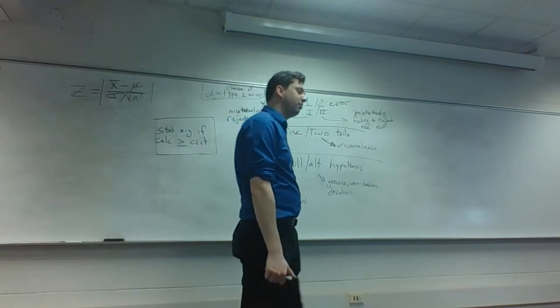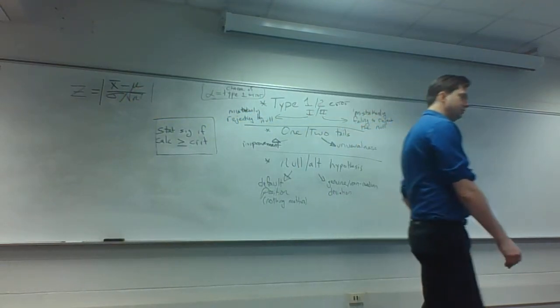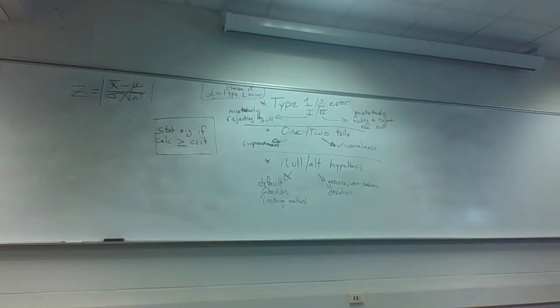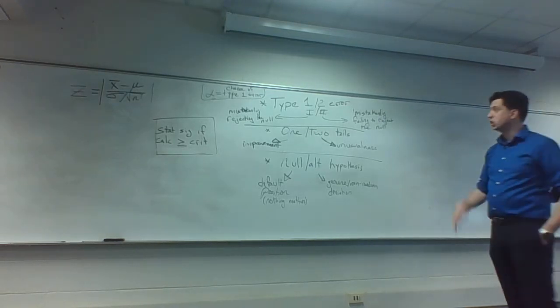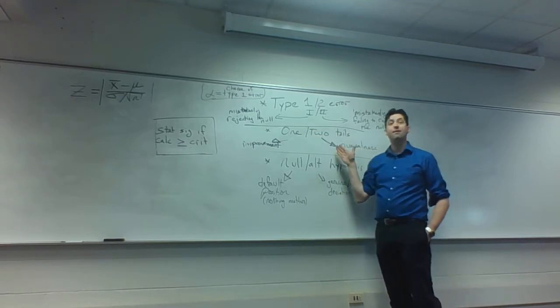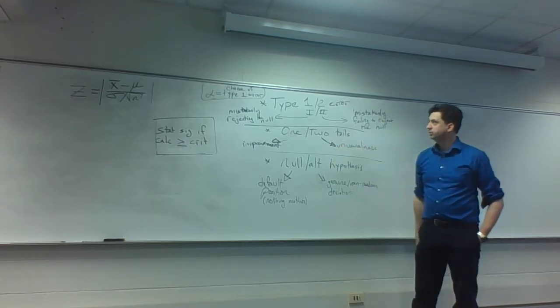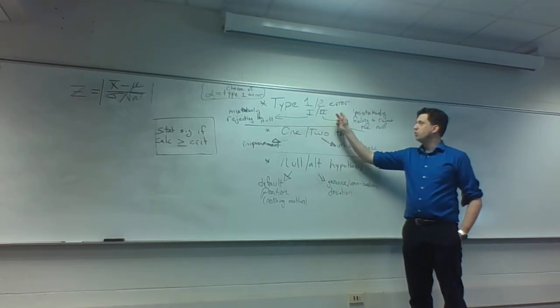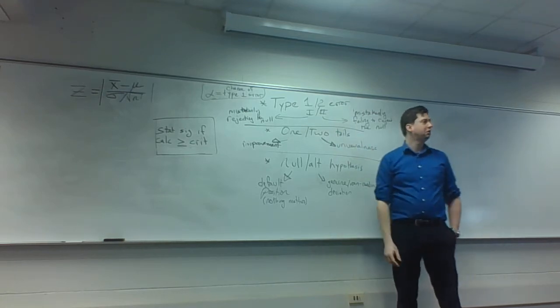Alpha equals type 1 error. That is going to be the case whether we're talking about a 1 or a 2-tailed test. Alpha is type 1 error. You might wonder then, what is the chance of type 2 error?